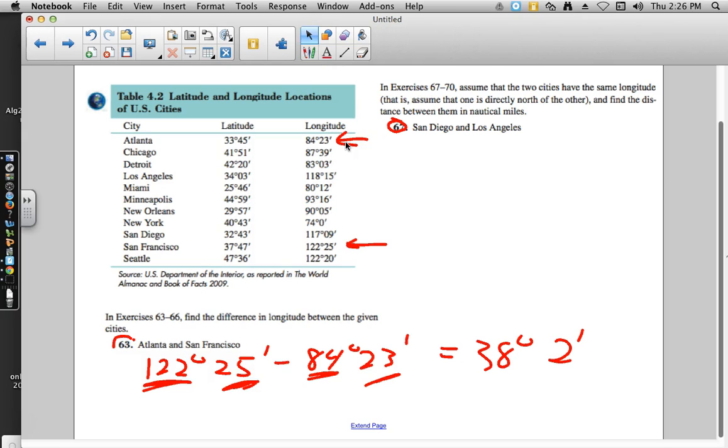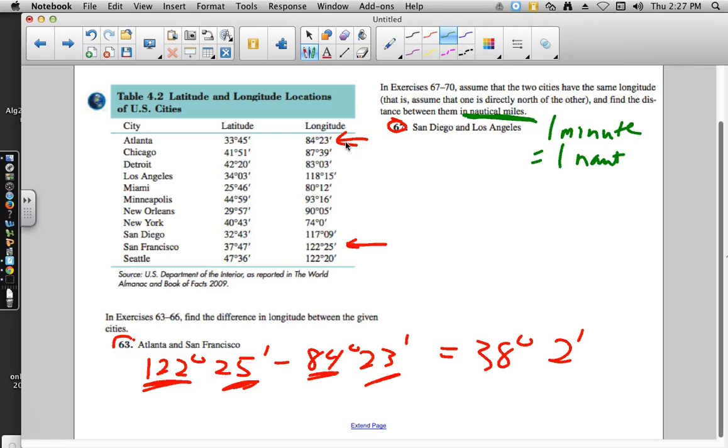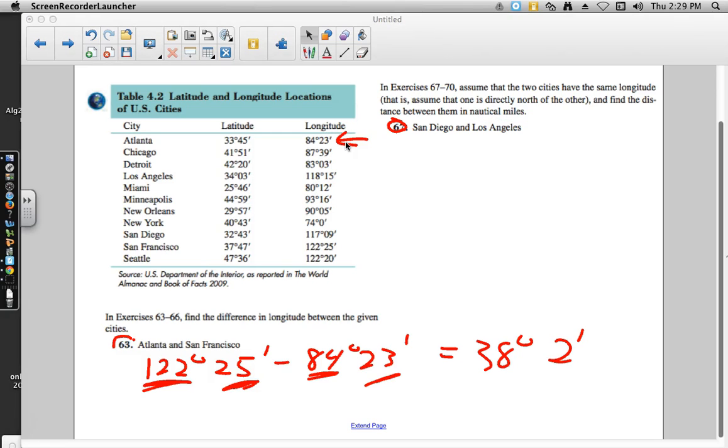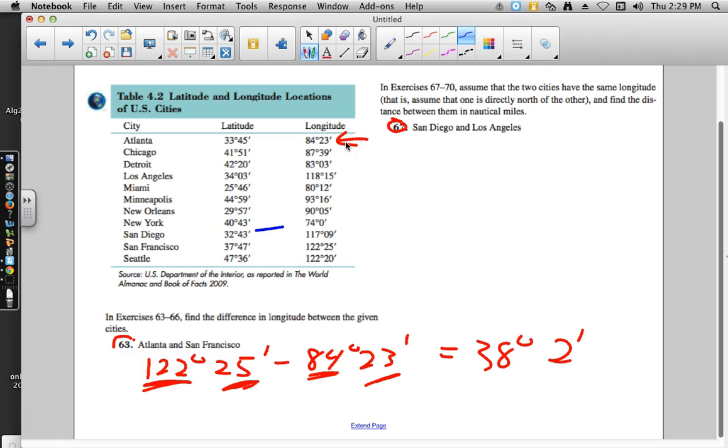Then number 67 says assume that the two cities have the same longitude, that is, assume that one is directly north of the other, and find the distance between them in nautical miles. Now here's the key. 1 minute equals 1 nautical mile. They have the same longitude, so with this one what we want to go after is latitude for San Diego and Los Angeles. So we're going to need to take 34 degrees and 3 minutes, and subtract 32 degrees and 43 minutes.